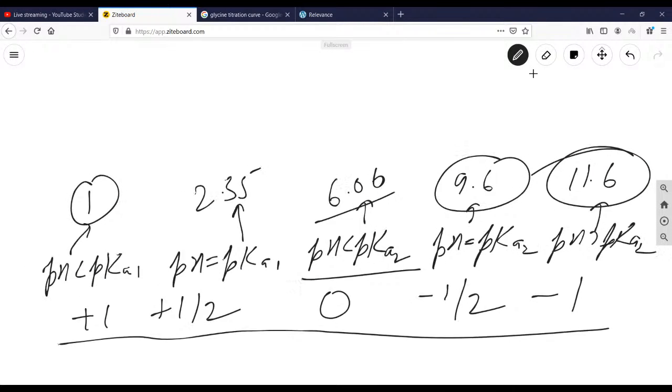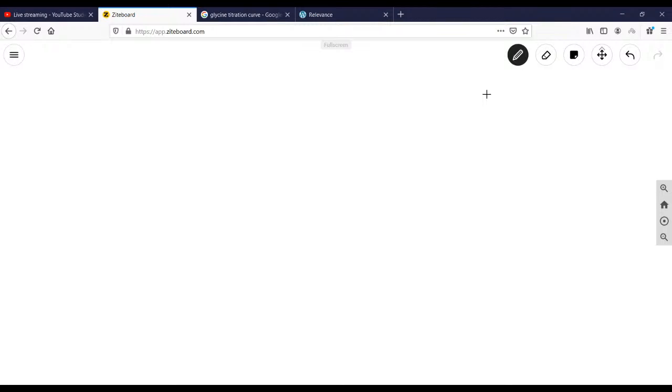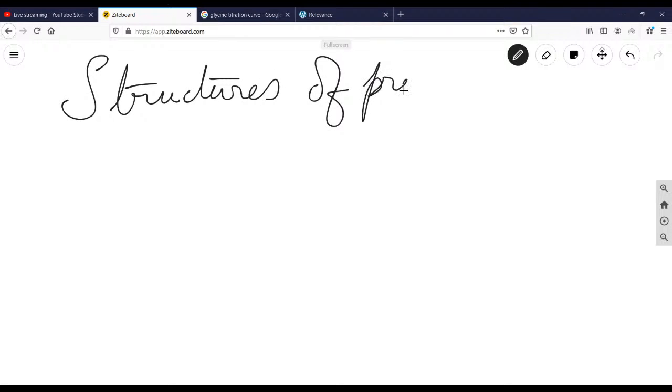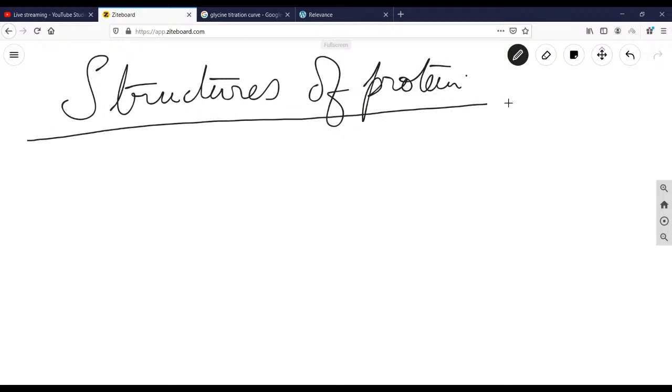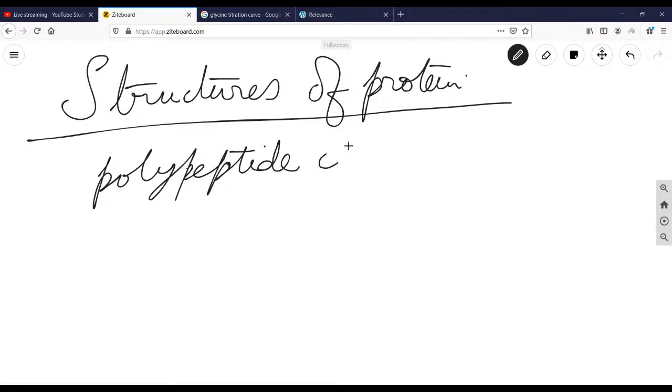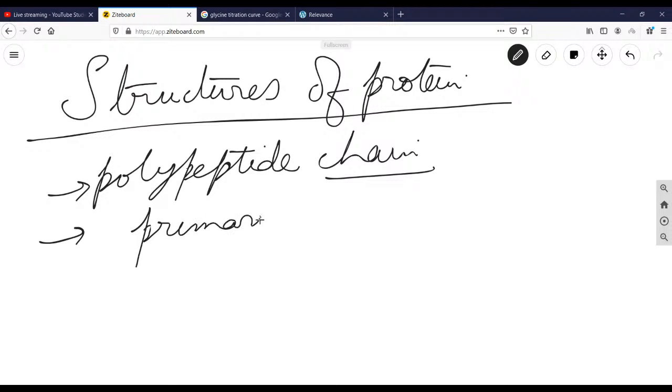Now we are coming to the biotech part. This was also the biotech part only. So now the biotech part is structures of the protein. A protein is like a polypeptide chain, that I had explained to you. And a polypeptide chain means it has to keep on folding again and again. Once you fold it, it becomes the primary structure, then the secondary structure.